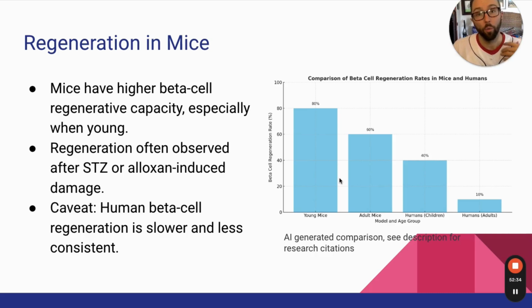And when there are injuries introduced, like beta cells taken away or messed with, the human beta cells regenerate much more slowly than in youth. It's slower and much less consistent, right? And these percentage rates are all relative to one another.